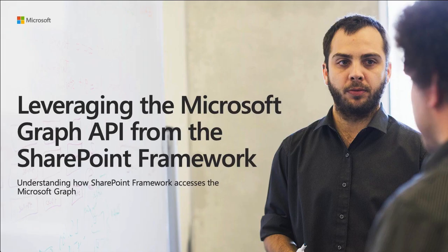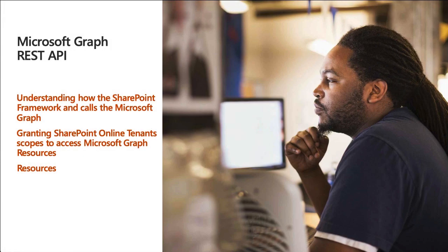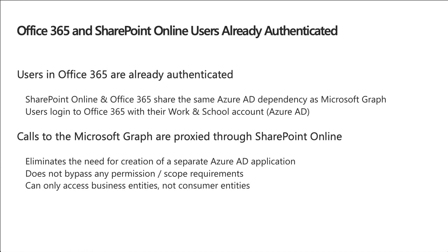In this section, we're going to talk a little bit more about how the SharePoint Framework accesses the Microsoft Graph. We talked a little bit about it in the last section. I'm going to go into a lot more depth in this section. So specifically, we're going to understand how the SharePoint Framework works and calls the Microsoft Graph. We're going to see how to grant SharePoint Online tenants scopes to access the Microsoft Graph, and then I have some resources for you.